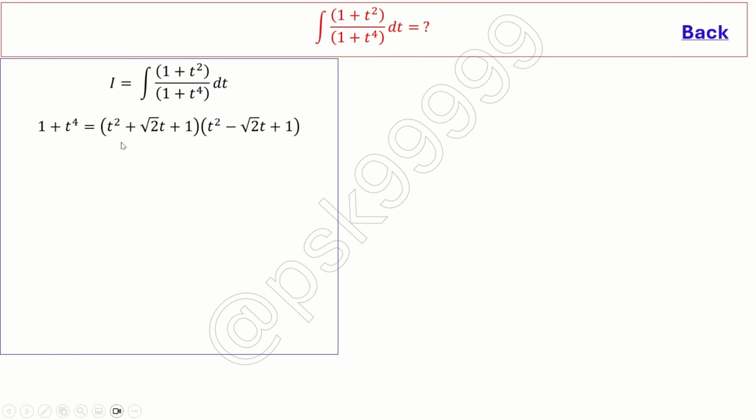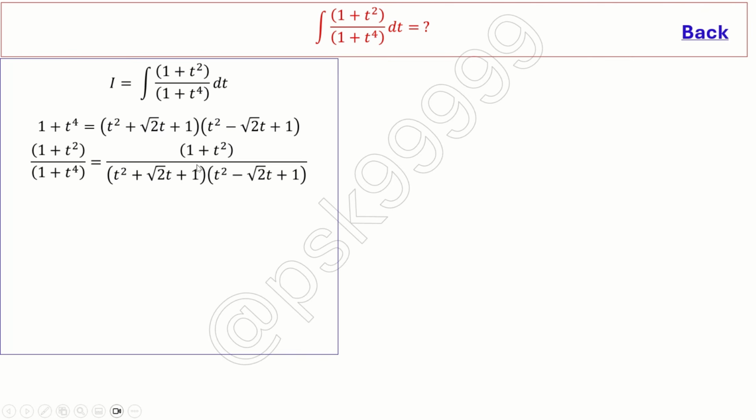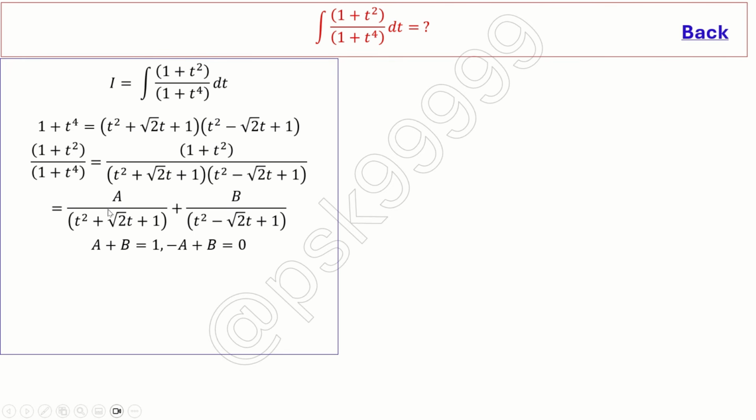1 plus t to the power of 4, I can write as (t square plus square root of 2 t plus 1) into (t square minus square root of 2 t plus 1). Now my fraction will become like this. Now I will apply the partial fraction method. It equals a by the first partial denominator plus b by the second. Now you solve this for a and b. You will get a plus b equal to 1 because the t square coefficient is 1, then minus a plus b is 0. So with this I can solve it: b is half, a is half.